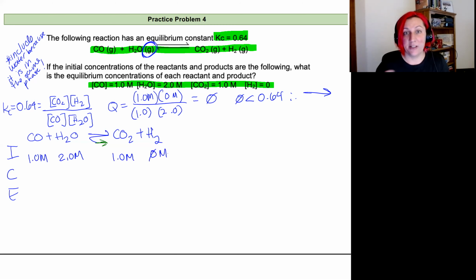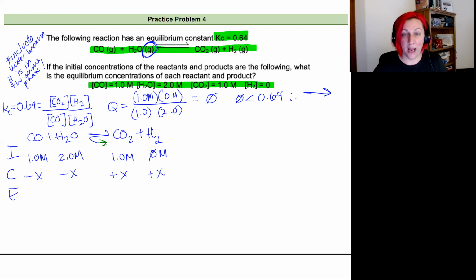Now I'm going to put in my change. All my coefficients are 1, so I'm just going to be using minus x or plus x. I know it's going to form more products to reach equilibrium, so I'll be decreasing the concentration of my reactants. So my change will be minus x for both the carbon monoxide and the water. Now, looking at the products, they're both going to increase to reach equilibrium. And so I'm going to add x to both my carbon dioxide and my hydrogen.